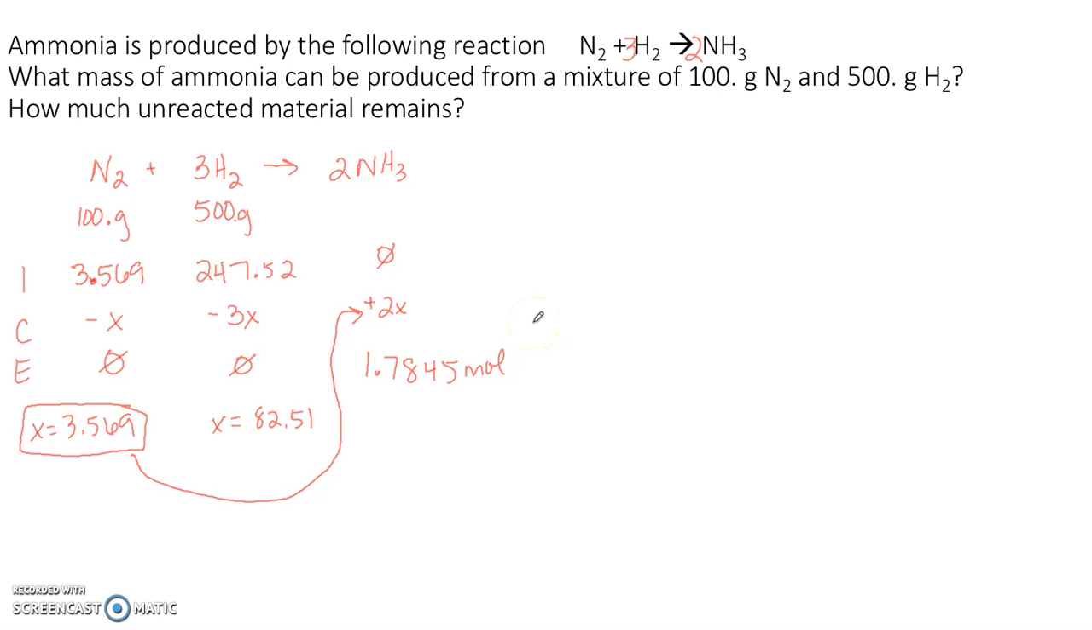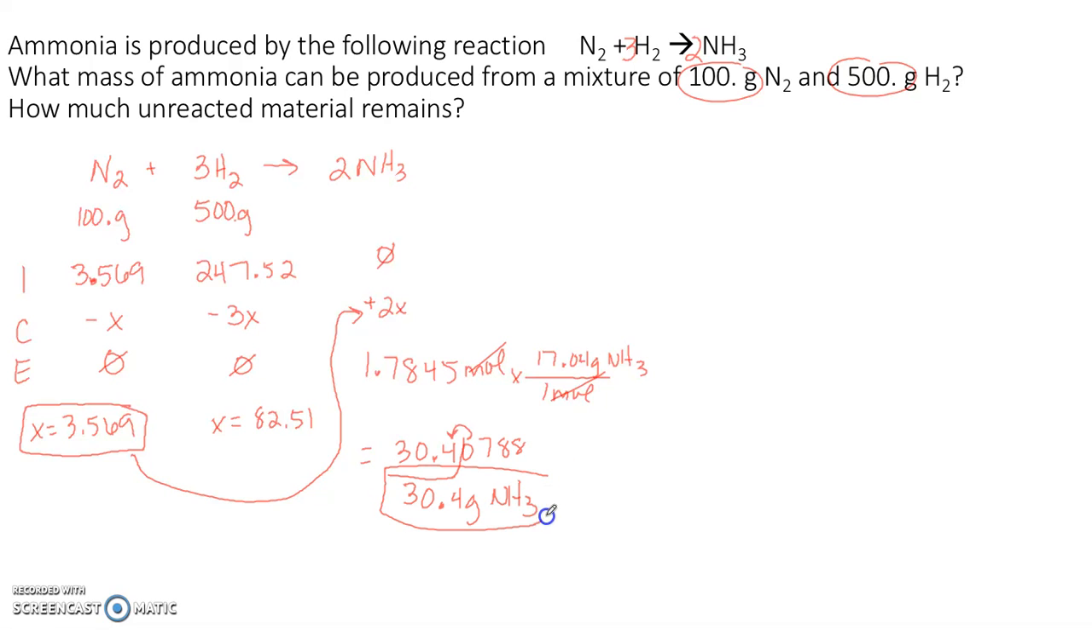But it doesn't ask for moles, it asks for mass. So we've got to change that from moles to grams. So we're going to multiply by 1 mole on the bottom, and then the mass of ammonia, which is 17.04 grams of NH3. Okay, so the moles cancel, we're left with grams, and that gives us 30.40788. But we want 3 significant figures, so the 0 doesn't make the 4 go up, and it's 30.4 grams of NH3. So that's the answer to the first one.